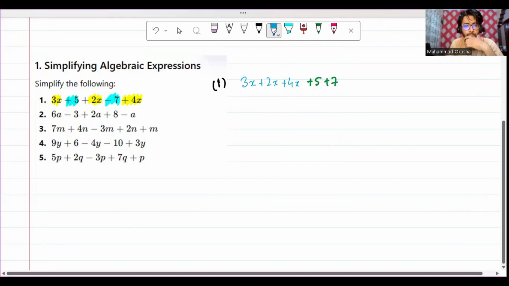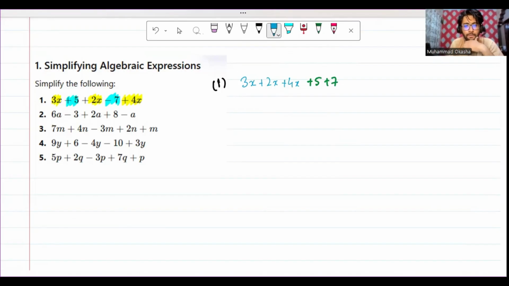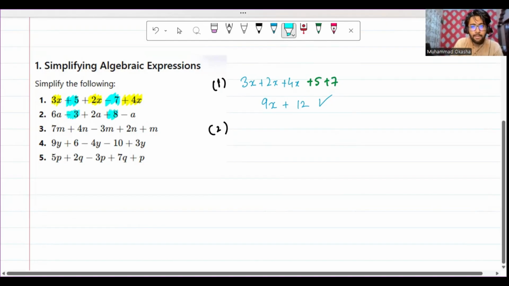Let's add them. So 3 plus 2 is 5, 5 plus 4 is 9. So together it's going to be 9x, plus 5 minus 7, which is minus 2. And we're done. Do not try to add these two things together because they're not like terms. They're unlike terms.